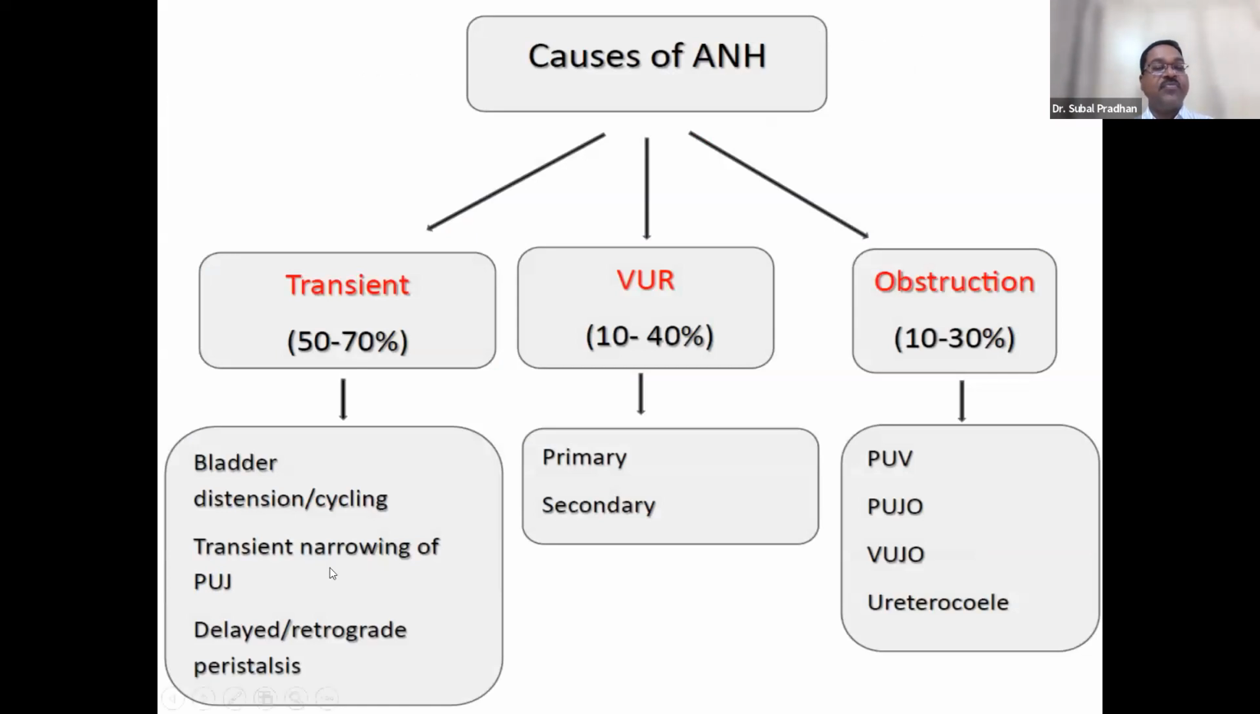The causes could be transient narrowing of the PUJ, or delayed retrograde peristalsis in the pelvic musculature. But 10 to 40% are attributed to VUR, which could be primary or secondary, and 10 to 30%, around one-third of cases, could be obstructive causes like PUV, PUJ obstruction, or ectopic ureter. So here is the group that needs to be identified early and referred to the surgeon for early intervention to prevent further progression of kidney disease.